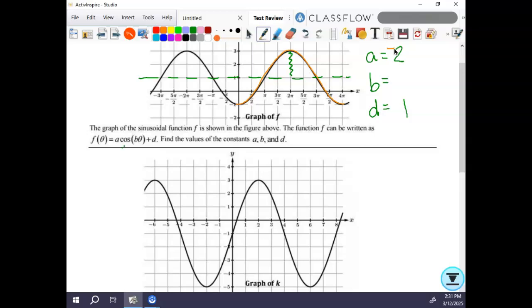So if I start at 0 and I go to here, that's the period. So the period is 4 pi. To find b, I take 2 pi and divide it by the period. So what is b going to be? 1/2. Okay. What questions we got about that? We good? We'll probably do the next one too.